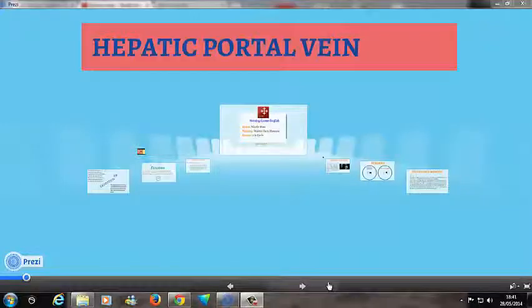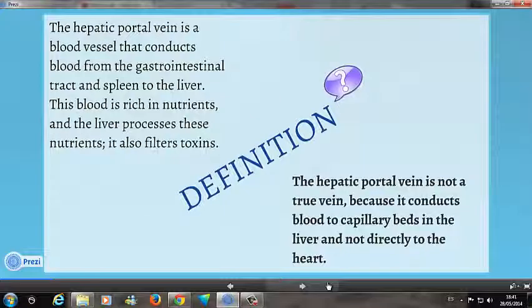Hepatic portal vein. Definition: the hepatic portal vein is a blood vessel that conducts blood from the gastrointestinal tract and spleen to the liver. This blood is rich in nutrients, and the liver processes these nutrients. It also filters toxins. The hepatic portal vein is not a true vein, because it conducts blood to capillary beds in the liver and not directly to the heart.